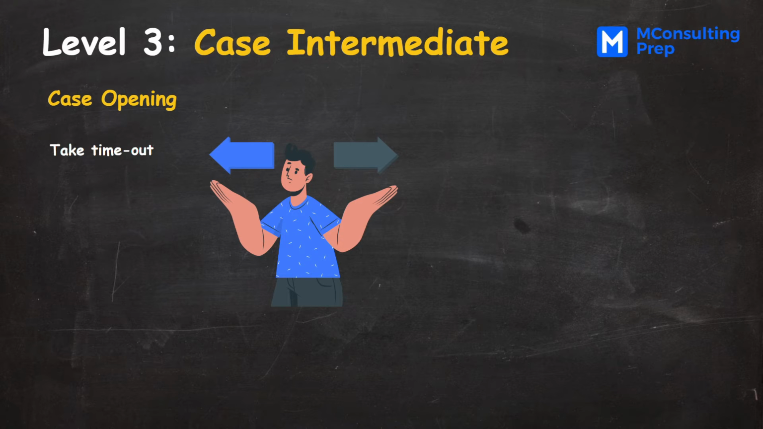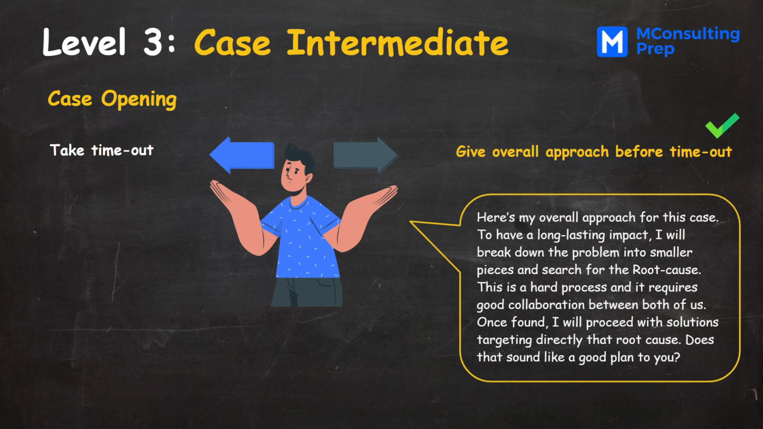Many case books would teach you to take a timeout now. That's not necessarily wrong, but I think there's a big missed opportunity here. I recommend candidates take an extra step here to show off the consulting mindset, giving the interviewer an overall approach before the timeout. It can be something very simple like, here's my overall approach for this case. To have a long-lasting impact, I will break down the problem into smaller pieces and search for the root cause. This is a hard process, and it requires good collaboration between both of us. Once found, I will proceed with solutions targeting directly that root cause. Does that sound like a good plan to you?